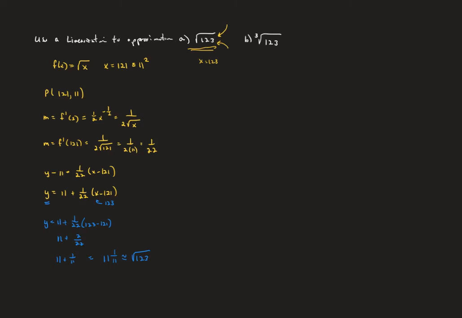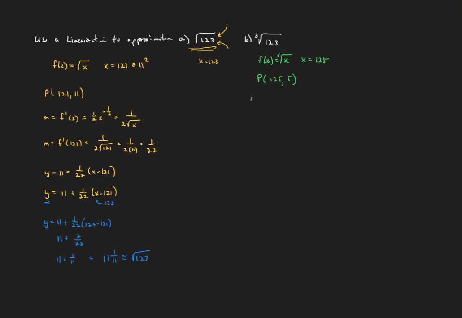Let's try the same idea for b. Now, can you see what our function might be if we are looking for the cube root of 123? Hopefully you're thinking the cube root of x. If we want a nice value of x that's close to 123, but that's easy to evaluate in our cube root function, hopefully you're thinking x is 125. So that will make our point be x will be 125. The y value will be the cube root of 125, which is 5.